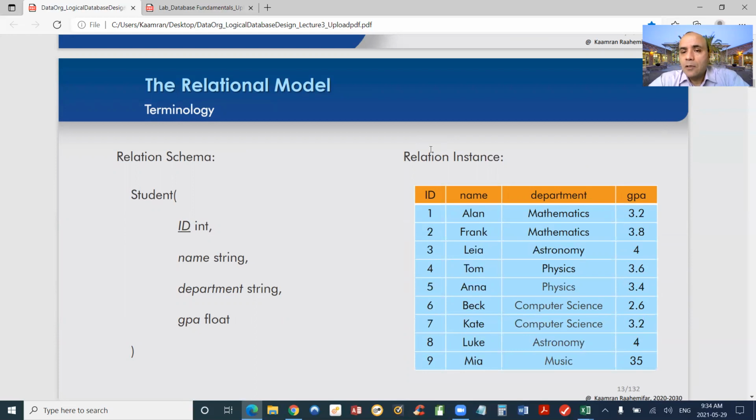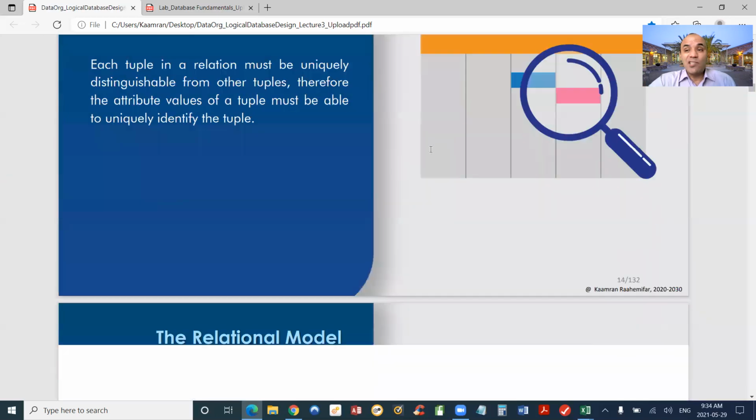Okay. I would even say 2, 3.8. Okay. I can do that. But in this case, absolutely ID is going to be my key. So keep that in mind.